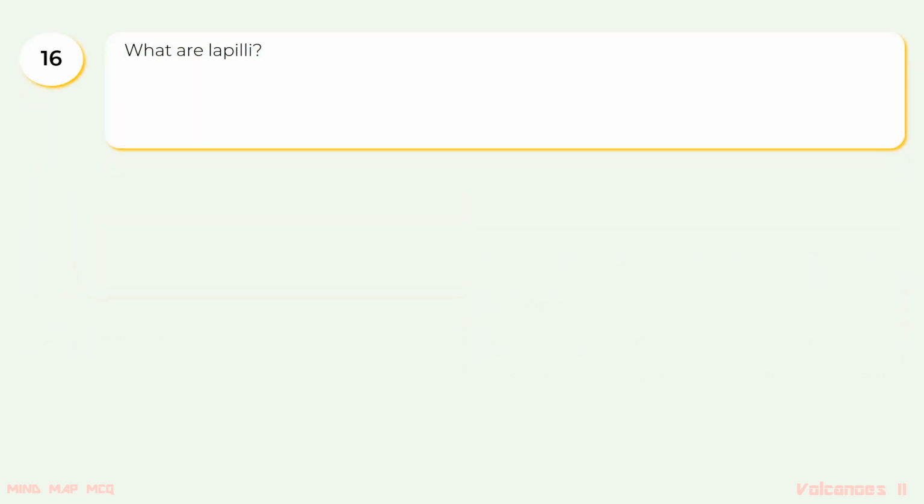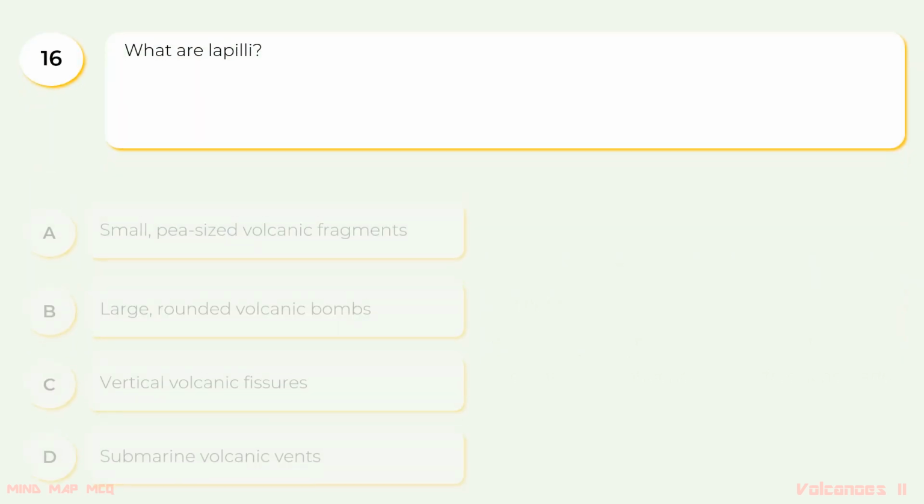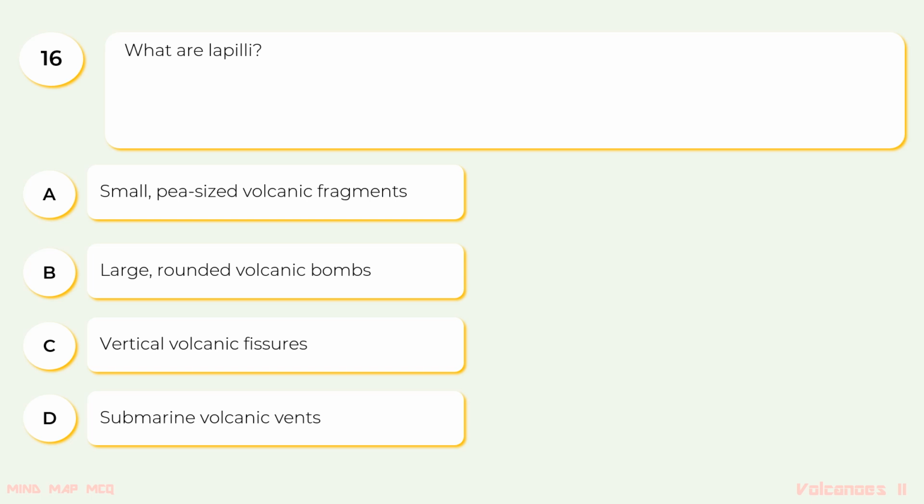16. What are lapilli? The options are A. small pea-sized volcanic fragments, B. large rounded volcanic bombs, C. vertical volcanic fissures, D. submarine volcanic vents. The correct option is A. small pea-sized volcanic fragments.